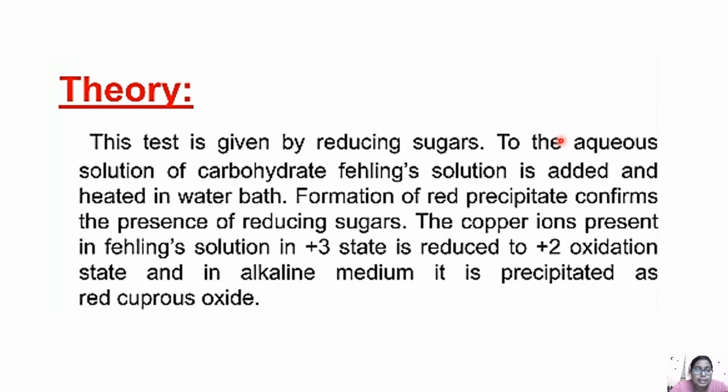The copper ions present in the Felling solution are in the +3 state, reduced to the +2 oxidation state, and in alkaline medium it is precipitated as red cuprous oxide. A reducing sugar is any sugar that is capable of acting as a reducing agent. In an alkaline solution, a reducing sugar forms some aldehyde or ketone, which allows it to act as a reducing agent, for example also in Benedict's reagent. In such a reaction, the sugar becomes a carboxylic acid.